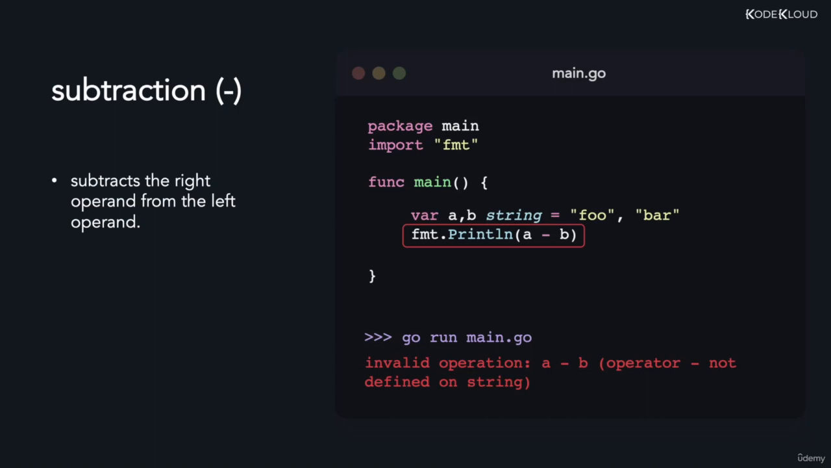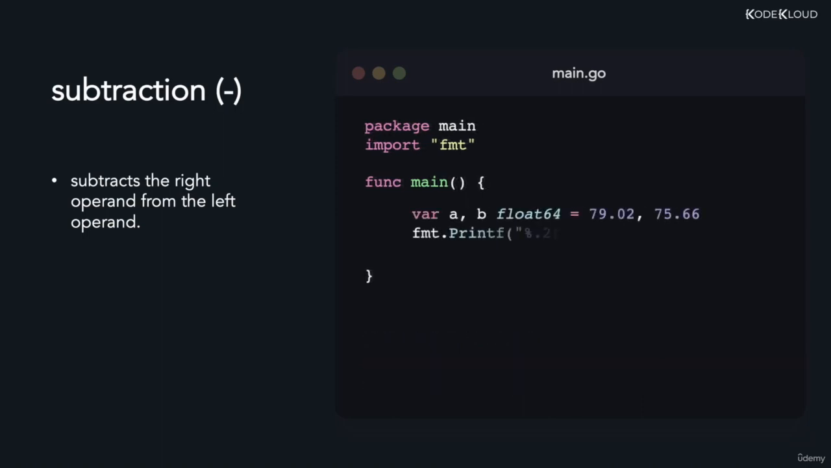Now let's use the subtraction operator on numbers. We have declared two floats here, and we are going to print the value of a minus b. When we run the program, we get our expected result. So the subtraction works well with numbers.